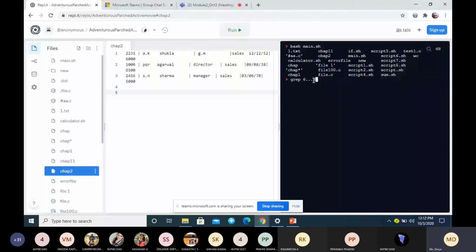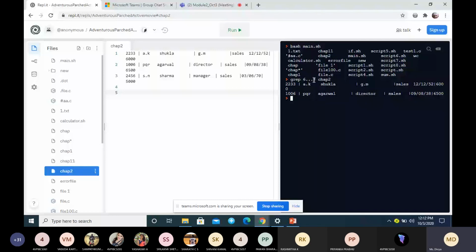Chapter 2. Look at this example. This will list only the lines that have this number. The first character should be 6. After that, it can have any three digits, but it must end there. The dollar symbol indicates it should end with only these three characters.